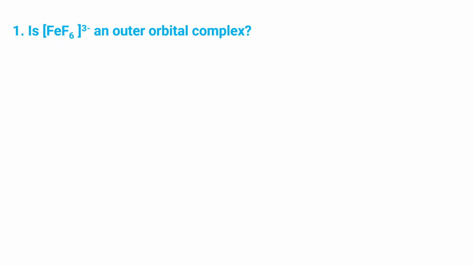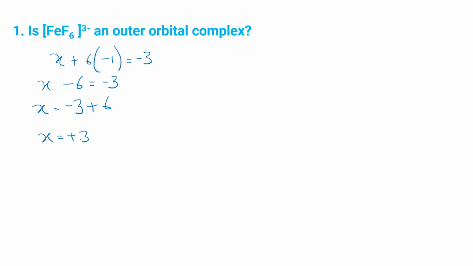So there are further some questions for you to understand and solve. Tell me, is the iron hexafluoro 3 minus ion an outer orbital complex? Solve it and then tell me. Basically, calculate the oxidation state first. X plus 6 into minus 1 is equal to minus 3. X minus 6 is equal to minus 3. X is equal to minus 3 plus 6. X is equal to plus 3.